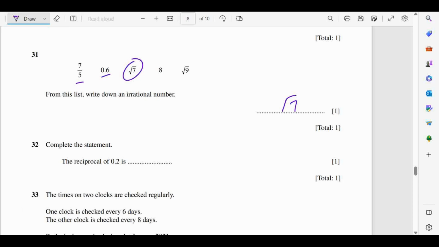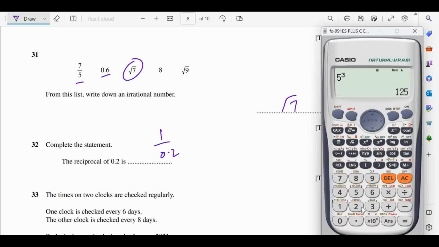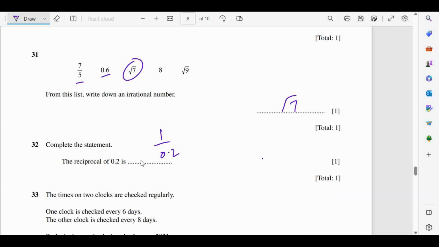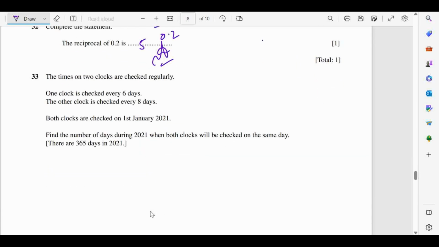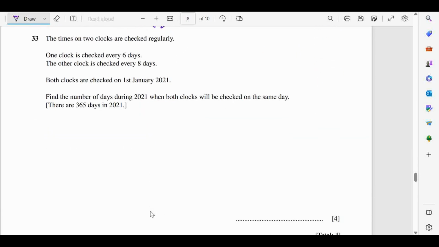Let's move to question number 32. That is the reciprocal of 0.2. So the reciprocal of 0.2 will be 1 divided by 0.2. So 1 divided by 0.2 will be equal to 5. So 5 will be the final answer. Let's move to question number 33.